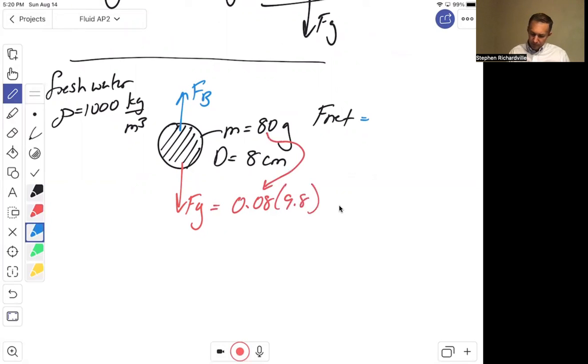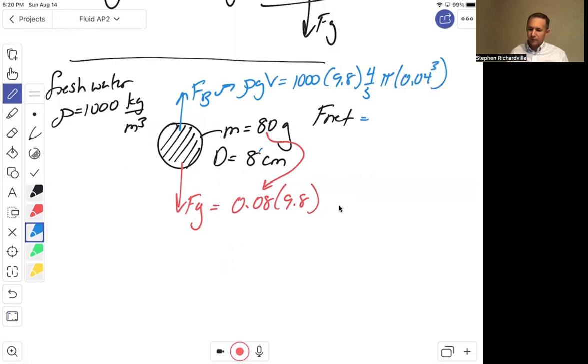And my buoyant force would be rho g V, which would be 1,000 times 9.8 times 4/3 pi r cubed. Oh, r, I gotta be careful. R would be 4 centimeters, and that'd be 0.04 cubed. Be really careful with units in this chapter, as if you don't convert to meters and then cube it, it can get tricky really quick.